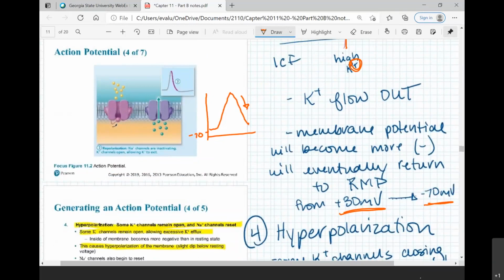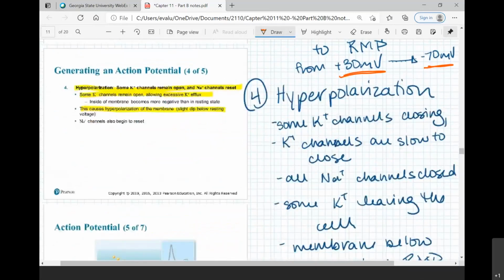Repolarization is because of potassium. Potassium is moving, sodium channels are closed. And then you have step 4, hyperpolarization. So remember, hyperpolarization is going away from that resting membrane potential. It's going away from 0. So what's happening in hyperpolarization is some potassium channels are closing.